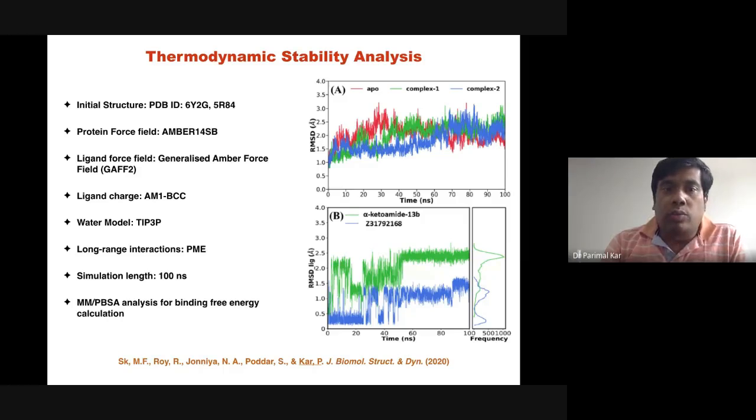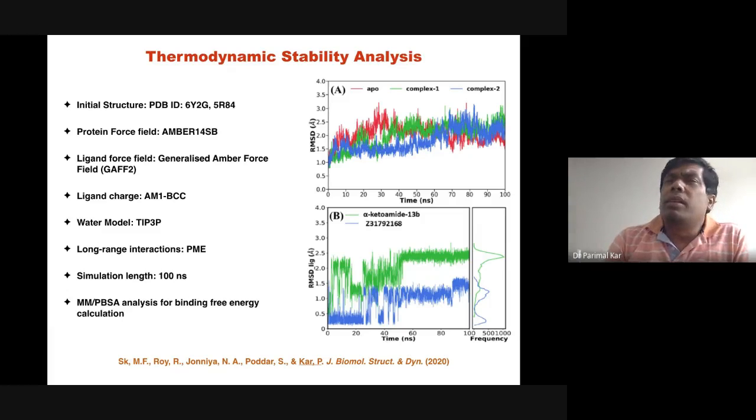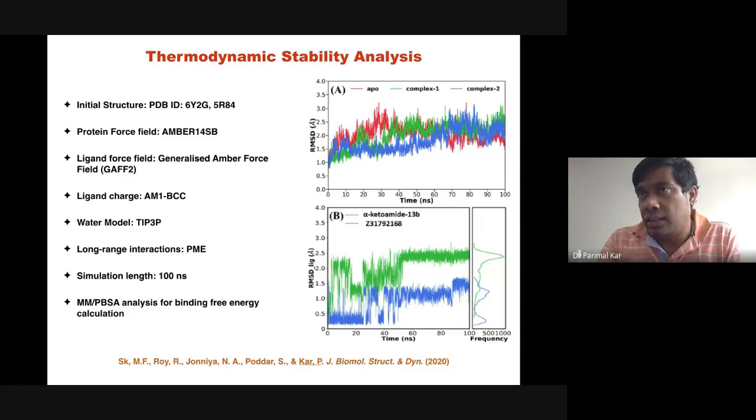For that, we use the TIP3P model. There are various models available, TIP3P, TIP4P, TIP5P. TIP3P means basically 3 points. The water, basically H2O, has 2 hydrogens and 1 oxygen. So basically these 3 points you just use as they are.